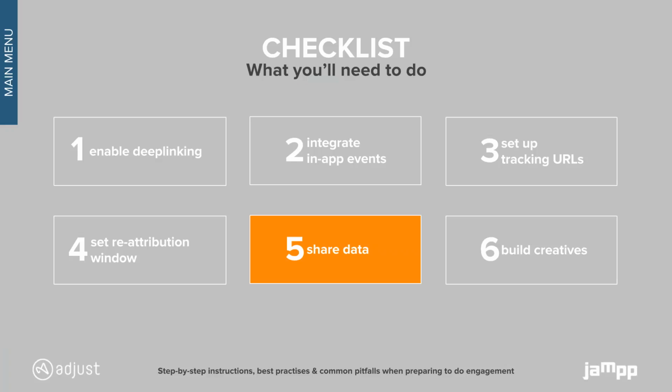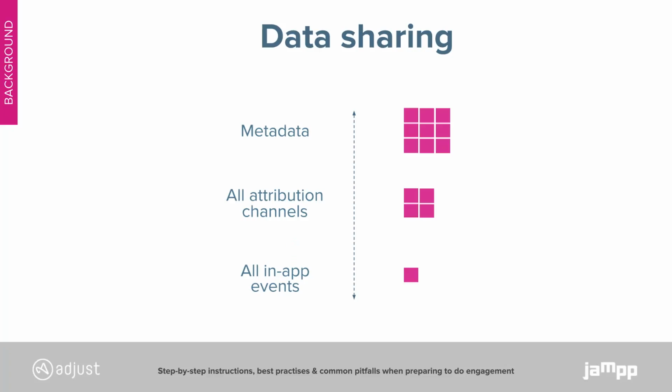Okay, the 5th thing you'll need to do is share your data. Having successfully integrated your in-app events, with that data now passing into the Adjust platform, you now need to share that data with Jampp. This is done with an easy toggle in the Adjust dashboard. As you can imagine, the more data you share, the greater granularity we can bring to your engagement strategy.